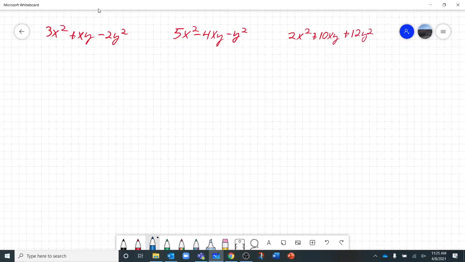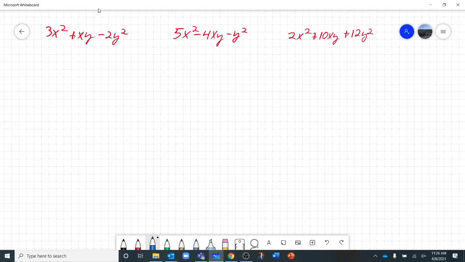Okay, so I have these three. They look a little bit different, and the book tries to throw you off. And I put one of these on the quiz, which I feel bad about now, because the Y tends to throw people off.